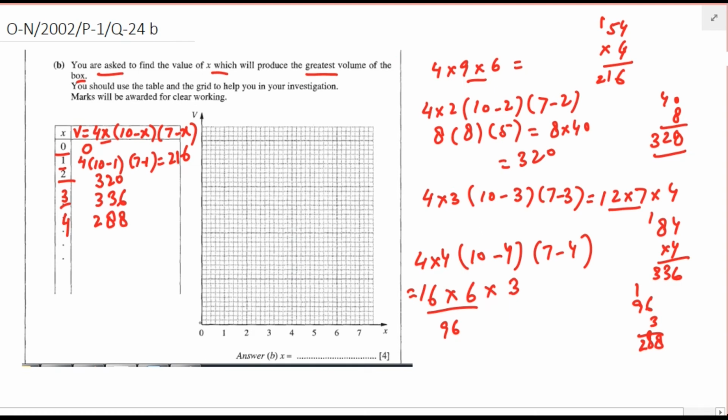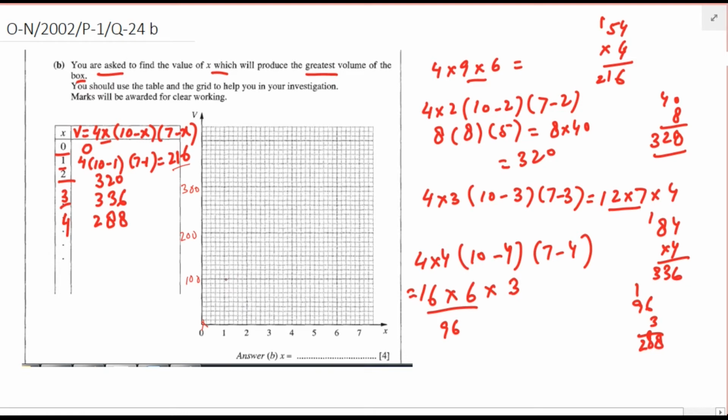Now plotting the values of V on graph paper against the value of x. The big box on the vertical axis can be taken as 100. Second box is equal to 200. Third box is 300. First point is O, that is 0. For x is equal to 0, V is equal to 0.